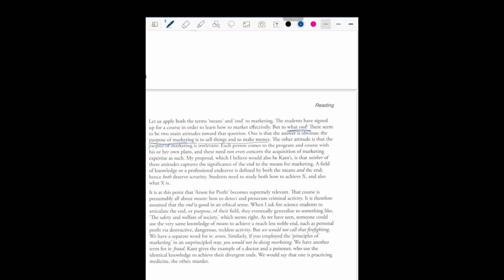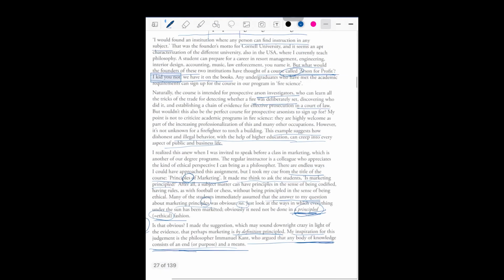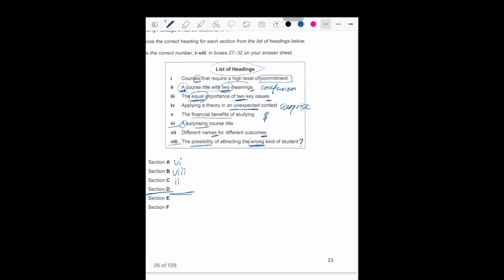Okay, let's look at the last few sentences. A field of knowledge or a professional endeavor is defined by both the means and the end. Hence, both deserve scrutiny. Students need to study both how to achieve X and also what X is. Okay, the italicized word, both. And I want to choose the equal importance.